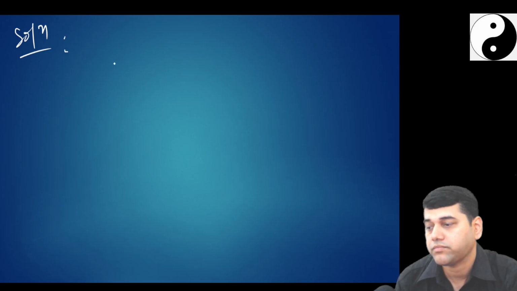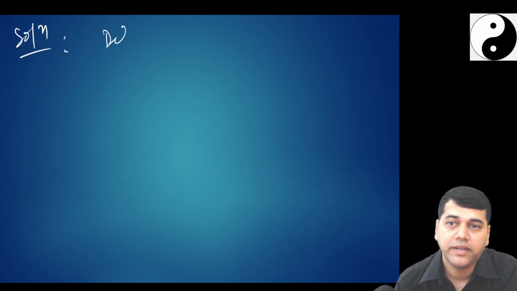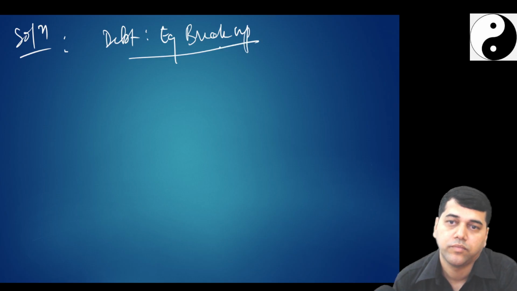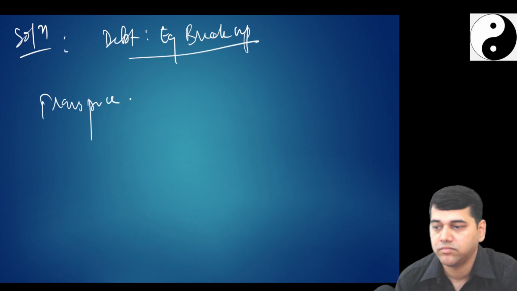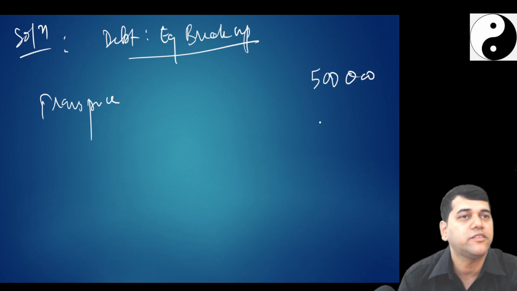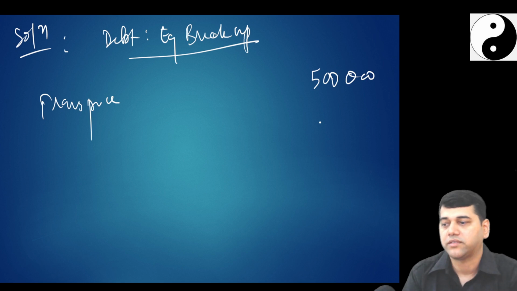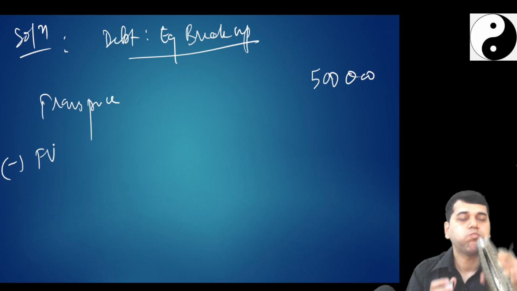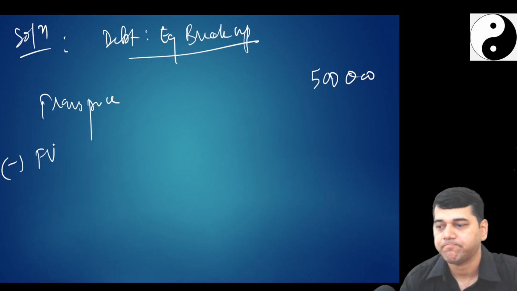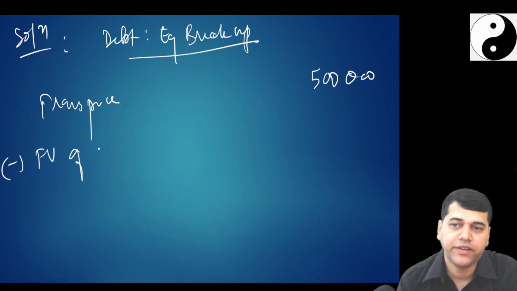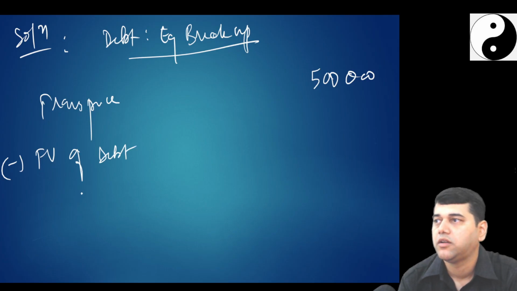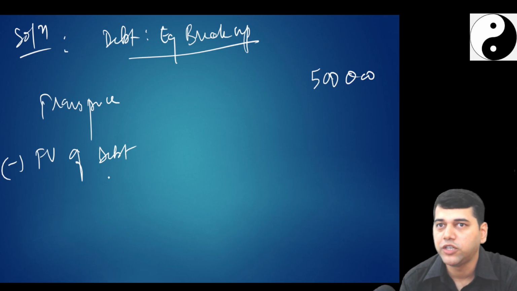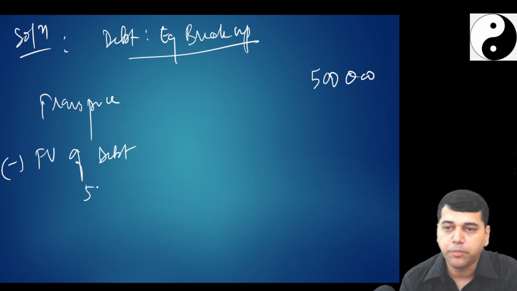Solution. Debt, equity, breakup. Transaction price, 5 lakh. Today I received 5 lakhs. Can you tell me the fair value, less the fair value of debt? How many components are there, Vidya? Obviously, cash flows are only two, principal and interest. Am I going to pay the principal?